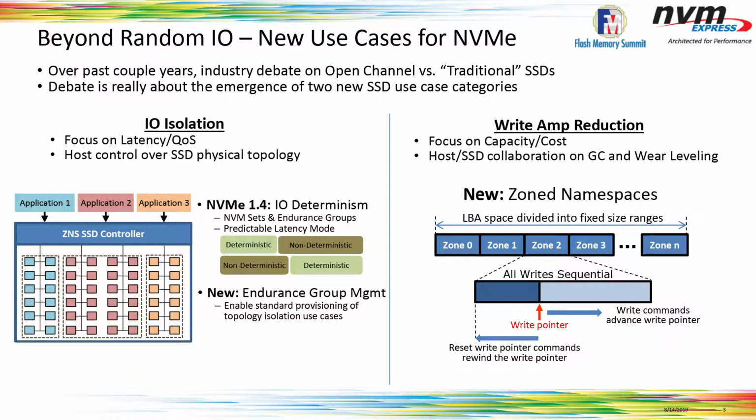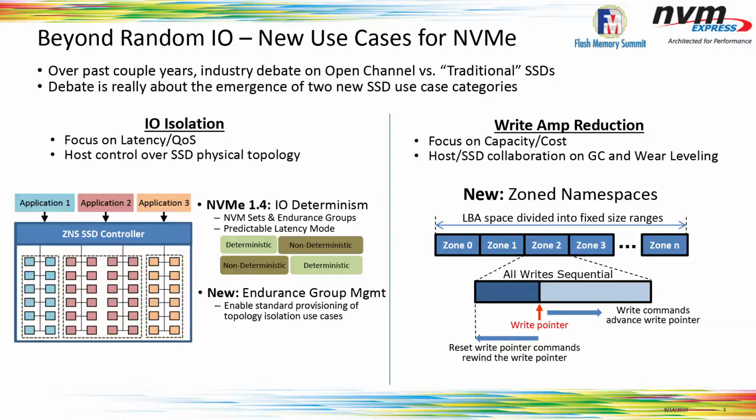So what I wanted to talk about here is, before I get into zone namespaces proper, there's been a debate over the last couple of years, and it's manifested itself in the sexy sound bites: open channel versus traditional NVMe SSD. But what it's really been about is the emergence of a couple of new major use cases coming out of the cloud vendors, primarily. It's really about new use cases. And NVMe has stood back and looked at this and said, well, how do we react to these use cases? How do we integrate them into NVMe?